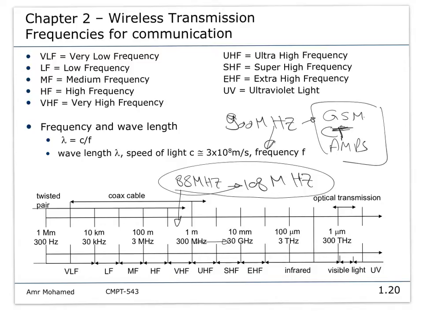In this range, we start to have a reasonable size antenna. And that's why they use it for the 2G and 1G wireless cellular standards that we talked about last time. We talked about AMPS, first generation, and we talked about cordless telephony, and we talked about GSM, which is 2G. So in the range of 900 megahertz, we start to have these standards.